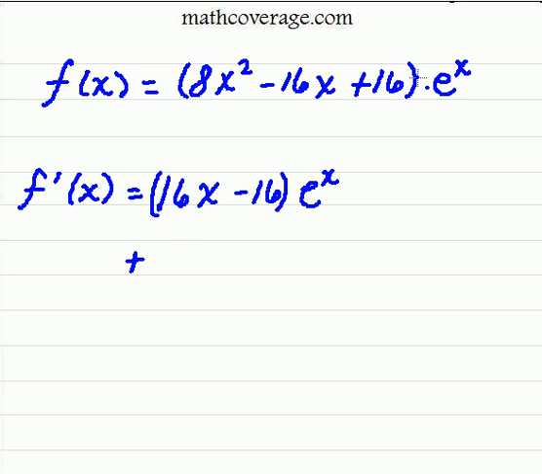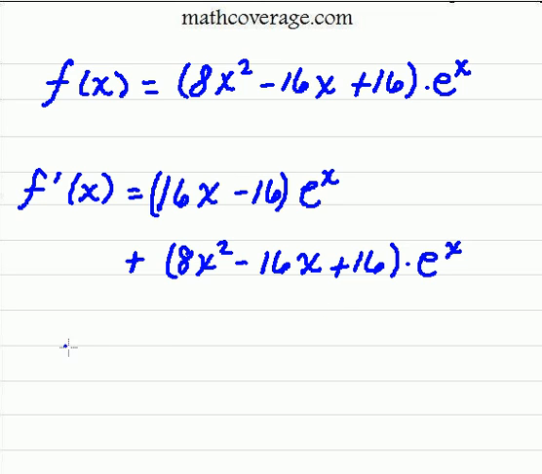And so now I'm going to rewrite this first function, 8x squared minus 16x plus 16, putting parentheses around it. And then the derivative of e to the x is just e to the x, because remember, you look at the exponent and you take the derivative of x, and the derivative of x is just 1, right? Bringing the 1 out front, and so you have 1 times e to the x. So when we look at e to the x, the derivative of e to the x is just e to the x.